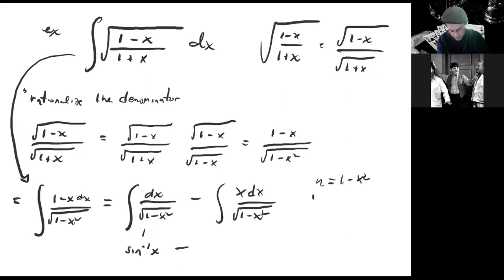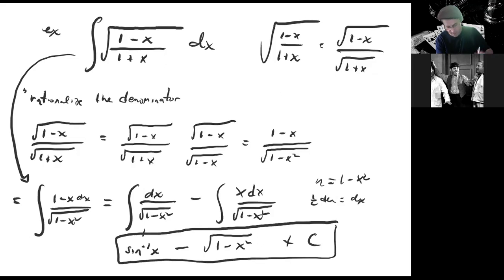Then 1/2 du is dx. And if you do that, and I'm going to skip the step, this becomes the square root of 1 minus x squared. And then that is the answer. In fact, the derivative of this expression is the integrand, so it is the right answer. And then we have to add a C.